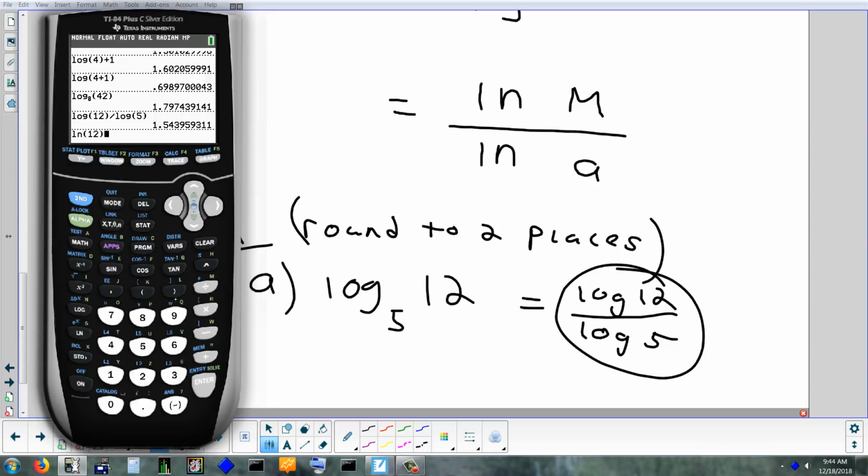Now, what if you used ln? ln of 12 divided by ln of 5. It doesn't matter. Use whatever log you want to use. Just make sure you're consistent. If you use log in the top, use log in the bottom. Don't mix log in the top and then put ln in the bottom. That won't work. Use the same ones. So 1.54.